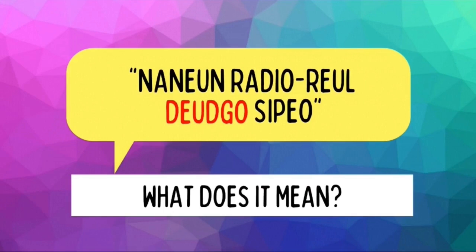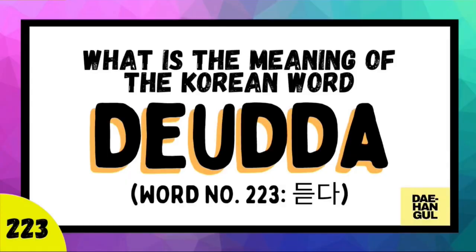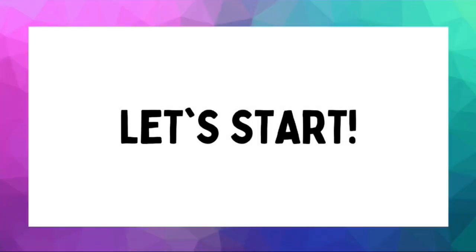나는 라디오를 듣고 싶어. What does this sentence mean? If you notice, the word in red letter is 듣고. Because today, on One Korean Word a Day here at Dae-Hangul, we are going to study about the word 듣다. Let's start.